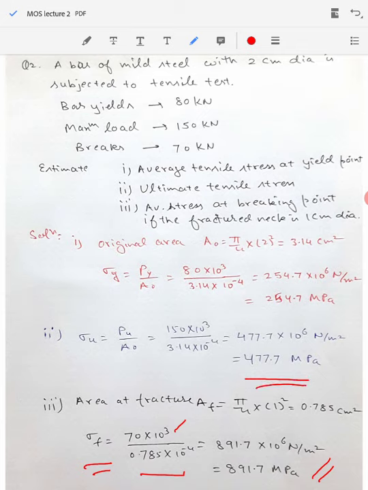If you remember the figure I drew during the tensile test of a ductile material, I showed you with a dotted line that the f dash point is higher than the u point. So this is what it is indicating.